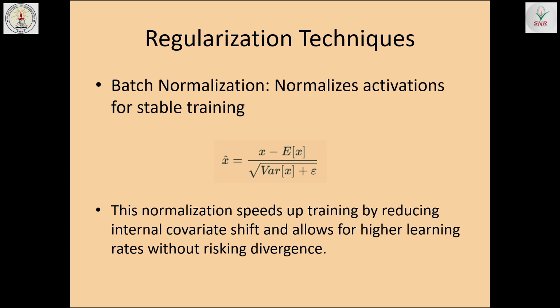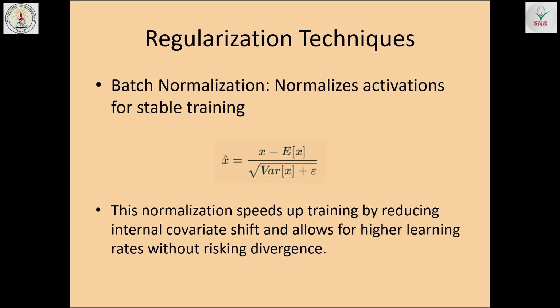Next we have batch normalization. Batch normalization is normalizing the activations within every mini batch. Mini batch means layer by layer we are doing it. So during the training we are taking batch normalization into account. It standardizes the inputs to each layer by adjusting the mean and the variance of the values.